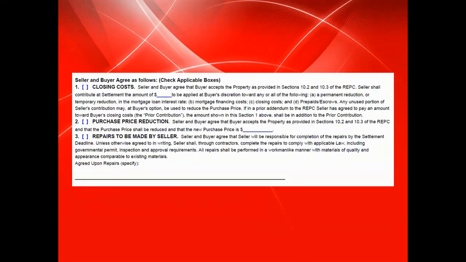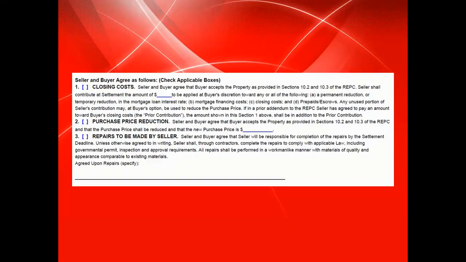Now, in this section, you're going to say what is going to happen. So is the buyer asking for closing costs to be compensated in lieu of doing repairs? They could apply this to their mortgage financing costs, their closing costs, any prepaids or escrows. So you have to ask the buyer, okay, now that we know there's a problem here, how do you want to address this? Also, they could have it as just a reduction to the purchase price. So then you're amending the contract to be that price. Third would be the repairs that need to be made by the seller.